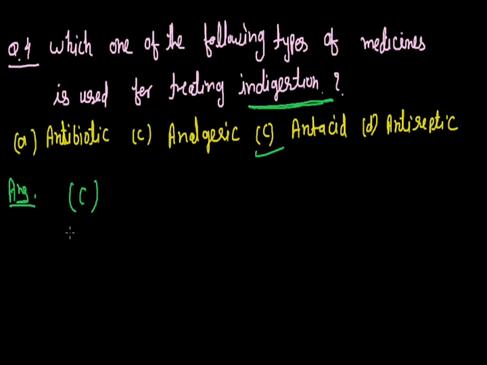Now, different antacids are used for the treatment of indigestion, for example magnesium hydroxide, Mg(OH)2. It is used for the treatment of indigestion, and you commonly hear the name of ENO. ENO also contains a weak base. So we simply use any weak base for treating the indigestion problem.